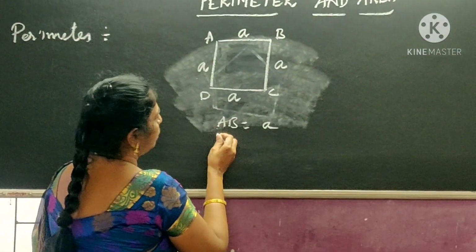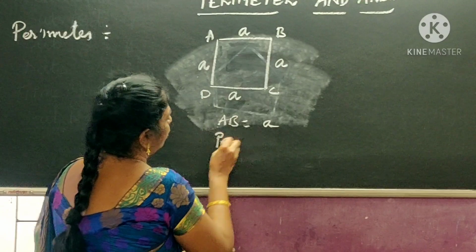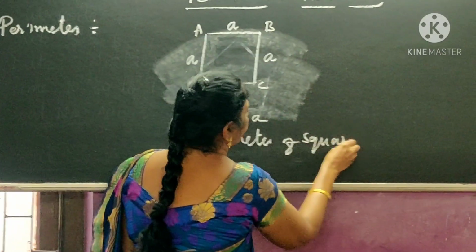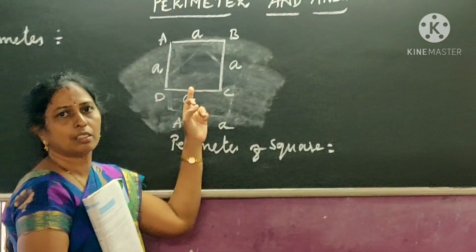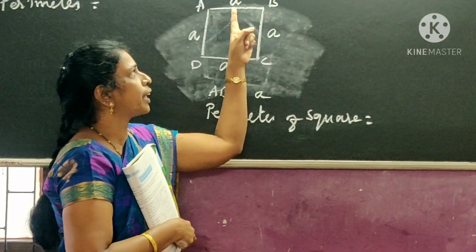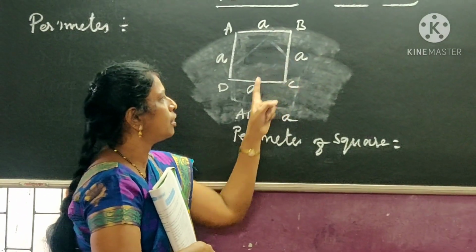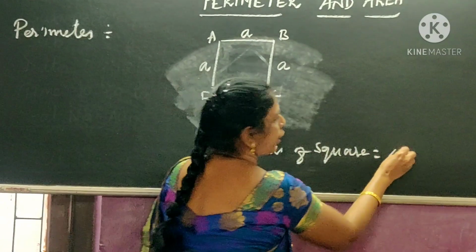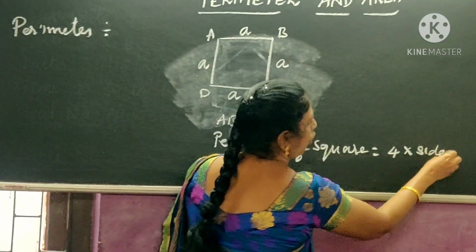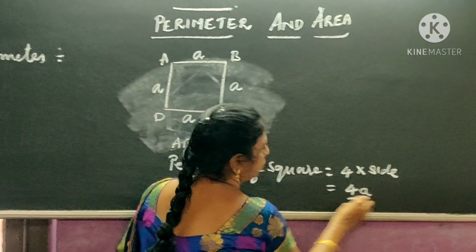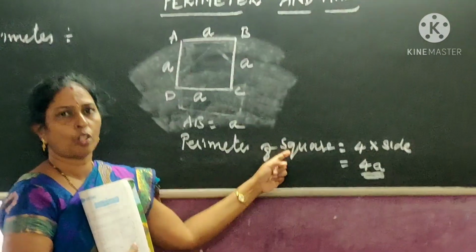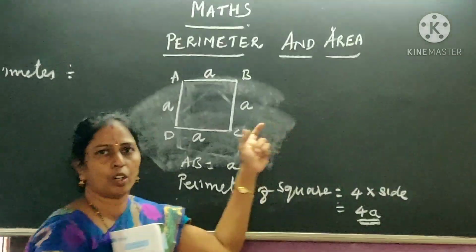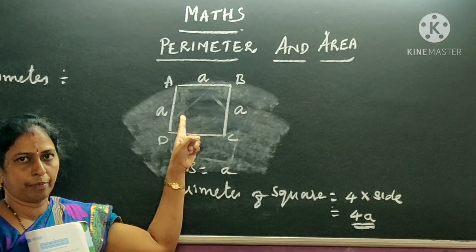Now, here if you see perimeter of square. Now, how many sides is the square having? The square is having four sides. That is AB, BC, CD and AD. So, how many sides are there? Four sides. So, 4 into side, or we can write 4A. So, perimeter of square is what? 4A, or we can write 4 into side because it consists of 4 sides.